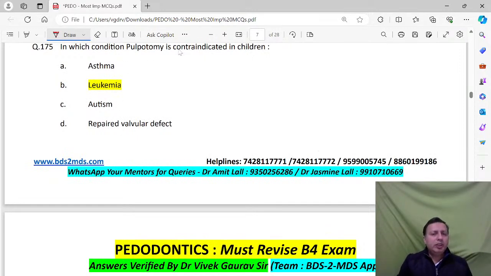In which condition is pulpotomy contraindicated in children? Especially, pulpotomy is contraindicated in patients who have leukemia. That is something related to blood cancer, and definitely we will not do any blood borne procedures in this type of patients. So pulpotomy is contraindicated in children who have leukemia.